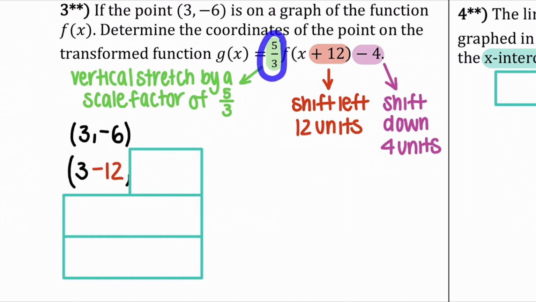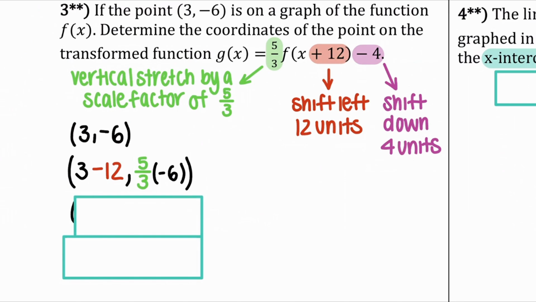Now we have to think, do we do the vertical stretch first, or is it going to be a shift down first? According to order of operations, we always work inside out, so that's already done. And then we also work from left to right. With that in mind, that gives us our vertical stretch to be done first. And that's going to be multiplication of -6 times 5/3 as such. So as of now, we have 3 minus 12, which gives us -9.